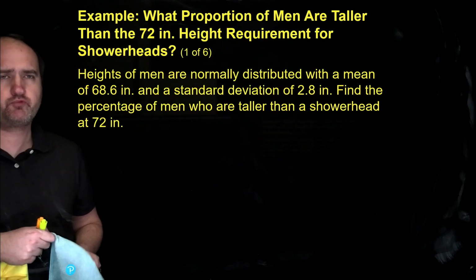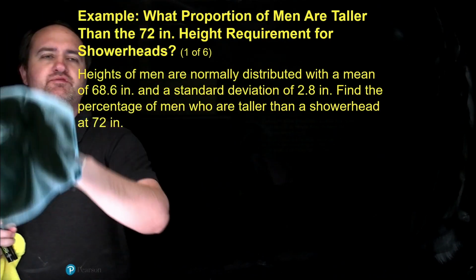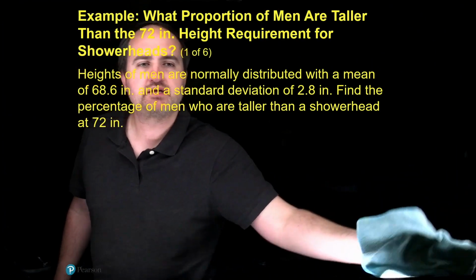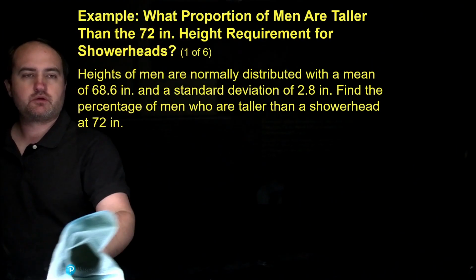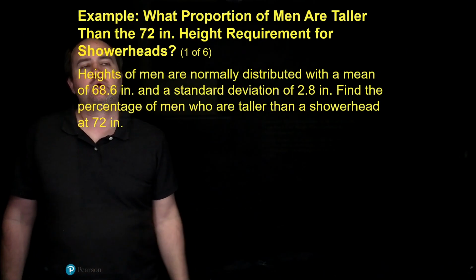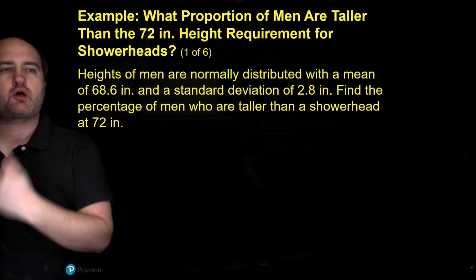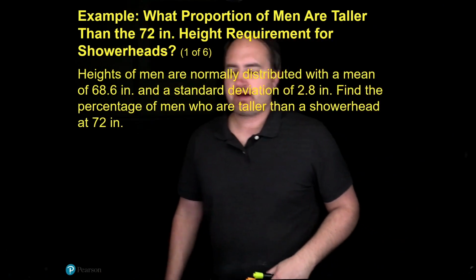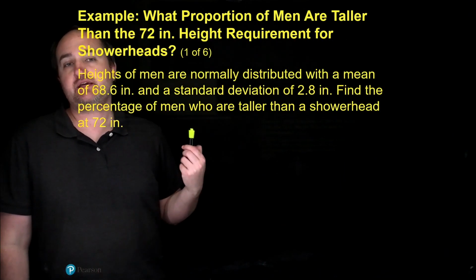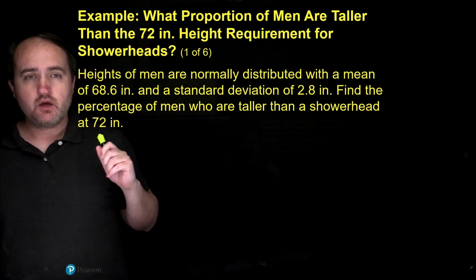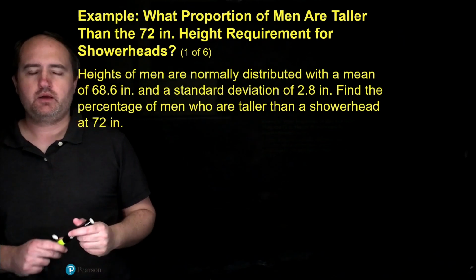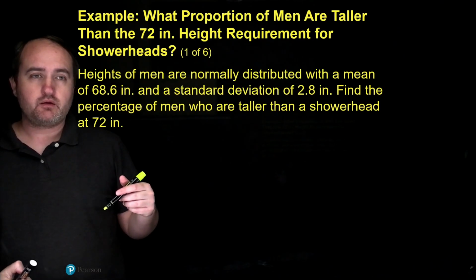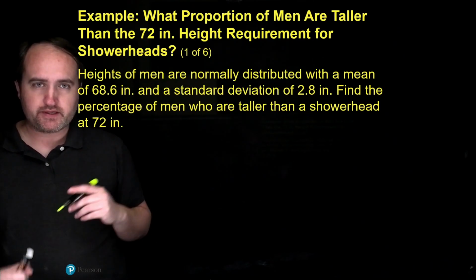This is a word problem taken from our book. Heights of men are normally distributed with a mean of 68.6 inches and a standard deviation of 2.8 inches. Find the percentage of men who are taller than a shower head at 72 inches. Basically all you have to do here is identify x, mu, and sigma, write those down, plug them into the conversion formula, and then look up the area in table A2.